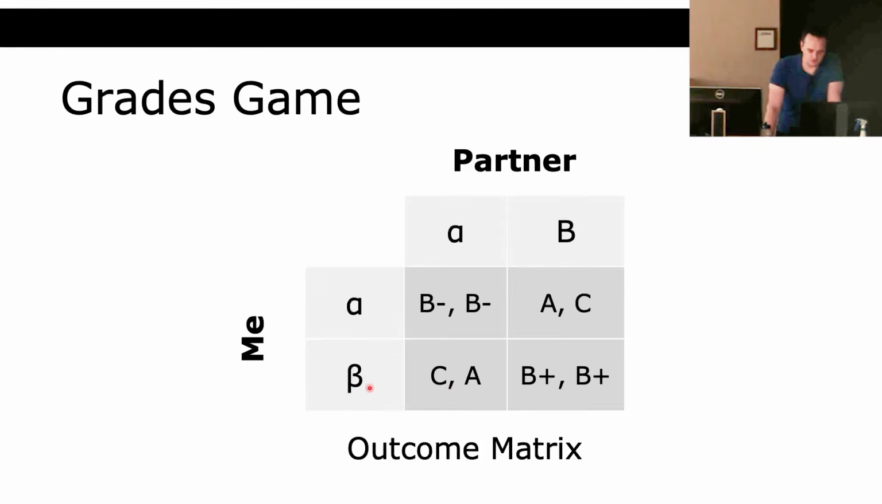If I choose beta and they choose alpha, I get a C, they get an A, and if I choose alpha, they choose beta, I get an A, and they get a C, okay? So, after having seen this, anyone who had raised their hand initially, would you change your answer based on the information? Okay, I got some yeses and some nos, so why would you change it?